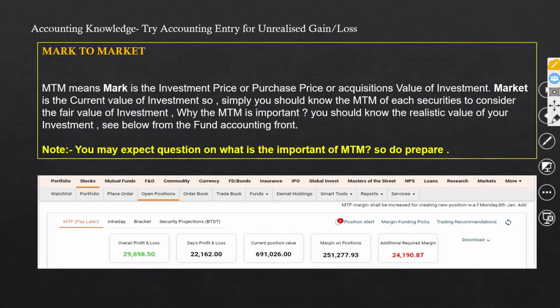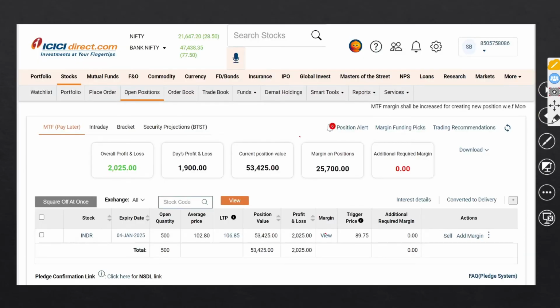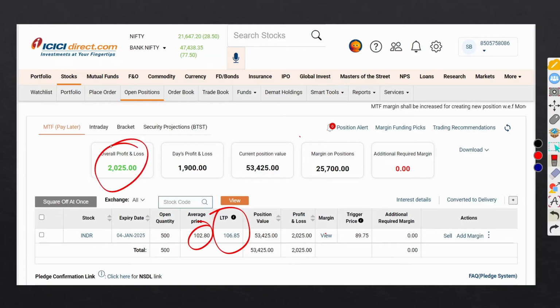Then you would see some transactions as well. So here also you can apply the same logic. Mark to market means, here if you see, I have purchased this particular security at 102 and the last trade price is 106. So it means I have a profit in my portfolio of 2000. All right, 2000 profit that I have in my portfolio. So see, this is where your mark to market comes into the picture.